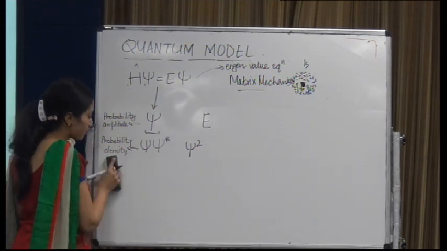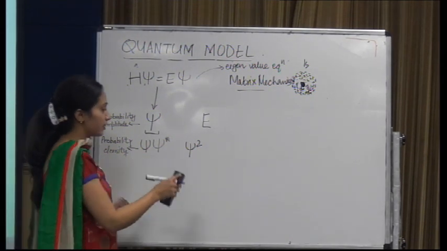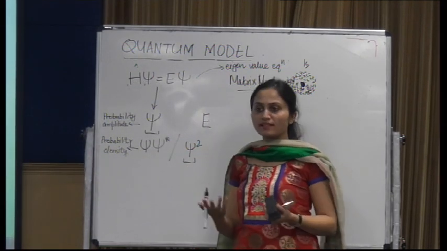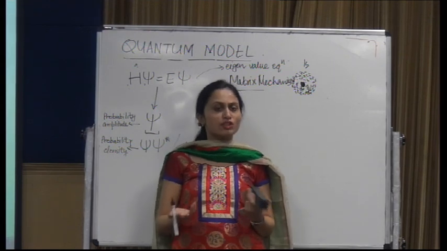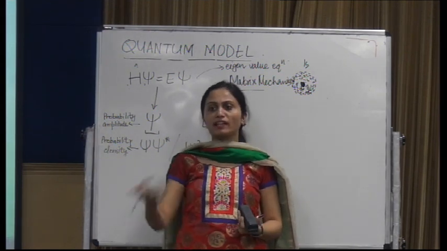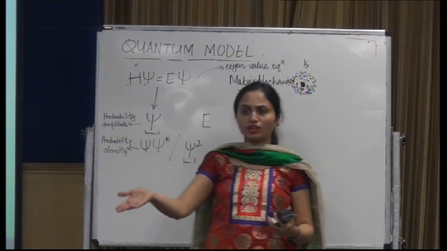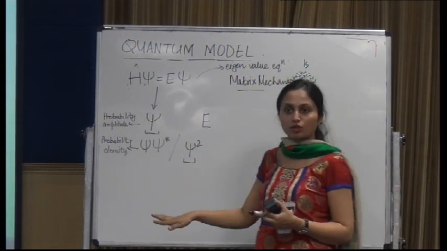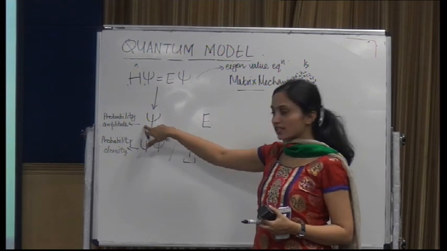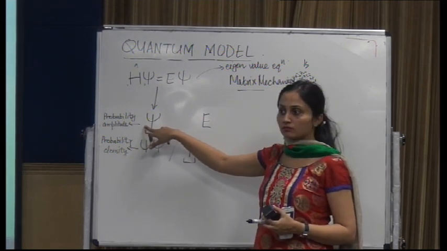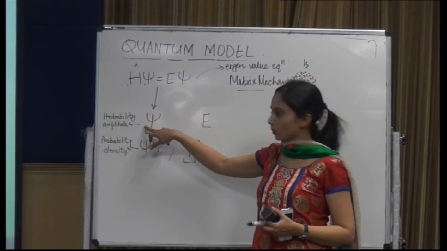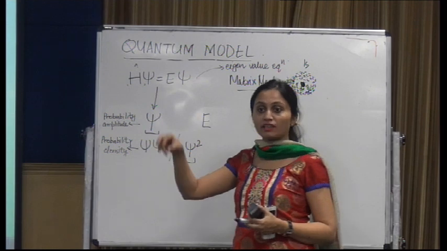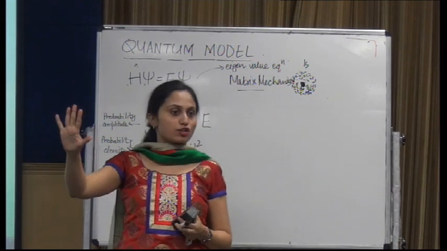So this probability density is psi into psi star, or in many books it's written as psi square also, which means that we are taking the wave function to be real, assuming it to be real and then multiplying it with its complex conjugate. So a real into real will always be real, and a real into its complex conjugate will also be real. Any physical significance for this? No. And physical significance for this? Yes, because it tells you about the probability of finding the electron in a given region of space.